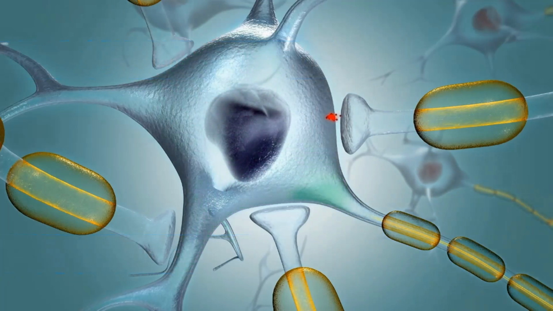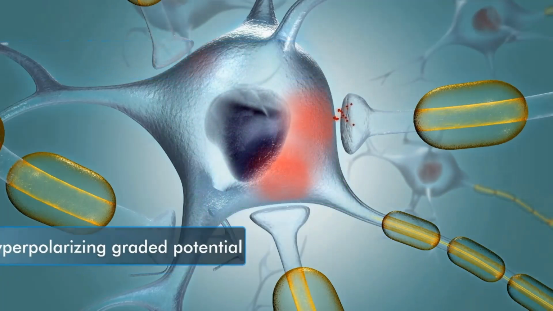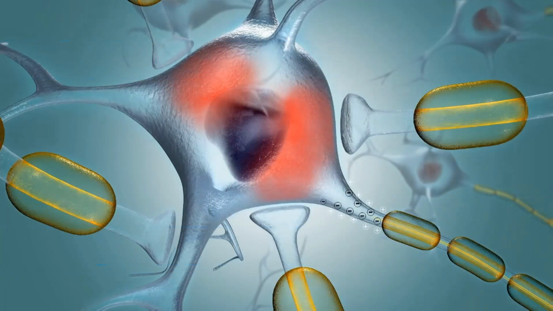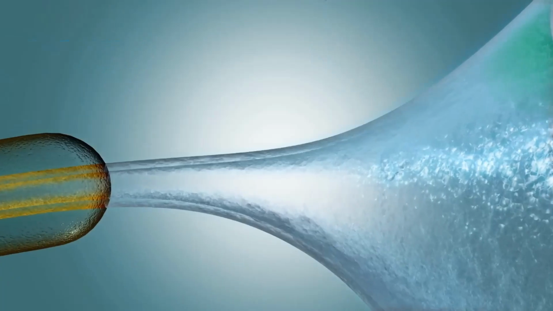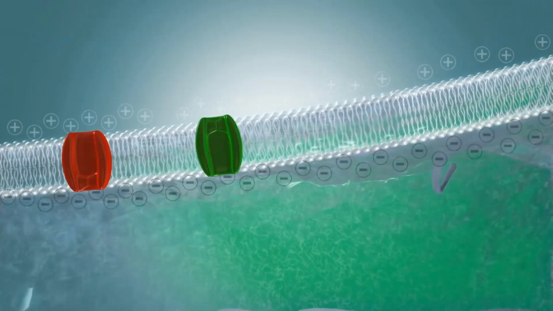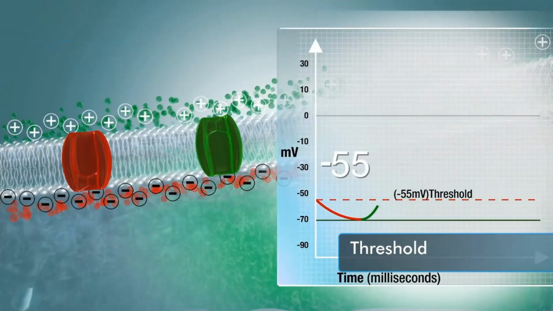If there are more hyperpolarizing graded potentials than depolarizing, the net membrane potential in the trigger zone becomes even more negative than the resting potential. This would temporarily inhibit the generation of an action potential or require additional positive stimulation to reach threshold. When the net graded potentials arriving at the axon hillock reach threshold, the action potential begins.